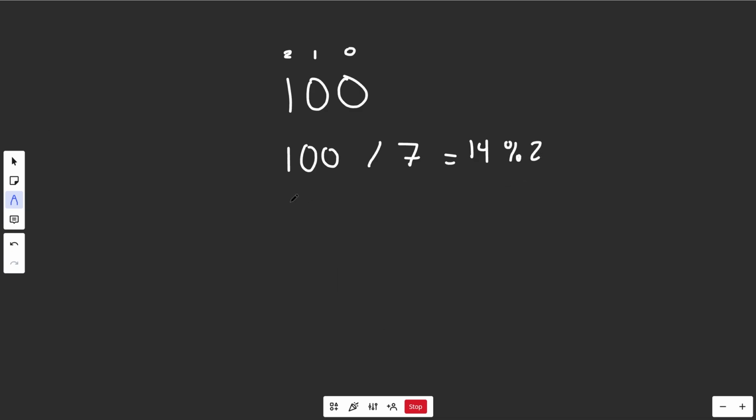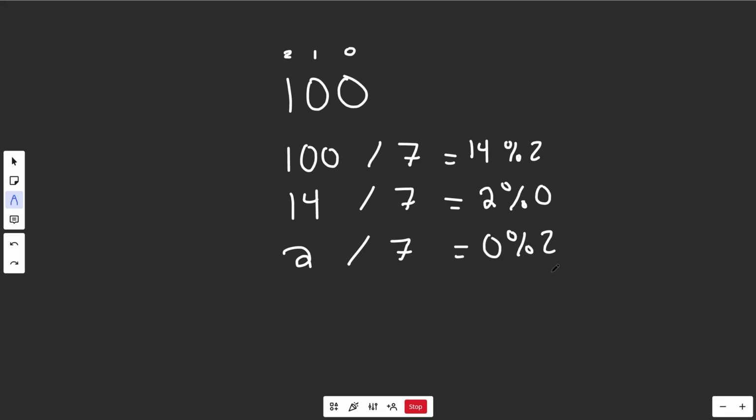Now we're not done yet. We need to take this 14, divide that by 7. We're going to get an even 2 with a remainder of 0. We then take our 2, we divide that by 7. We're going to get 0, remainder of 2. And so we stop when this thing is at 0. Now this tells us that our base 7 representation is basically going this way of the remainders. So it's going to be 2, then 0, then 2. So this is our base 7 representation.